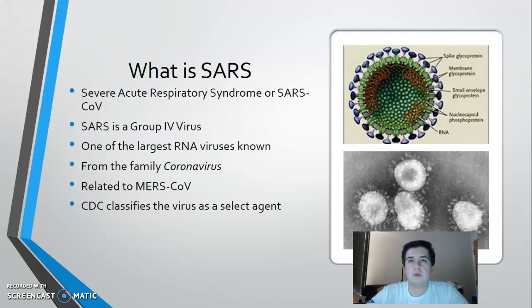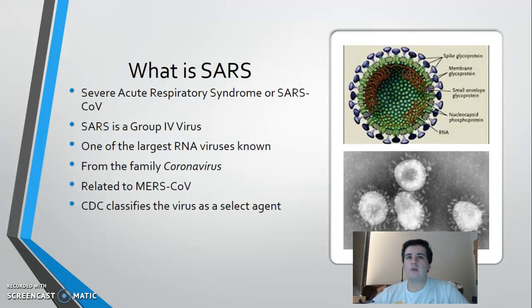It comes from the family of coronavirus. It's related to two other coronaviruses that have been identified to cause the common cold. It's also related to MERS-CoV, which is another type of coronavirus that's also a severe respiratory illness that had a recent outbreak as of 2015.